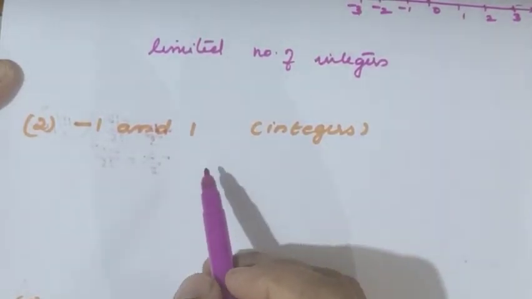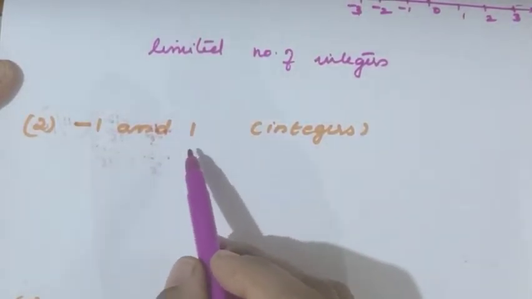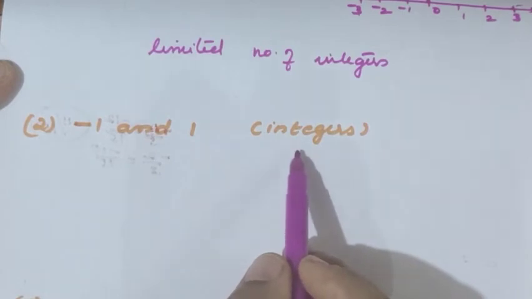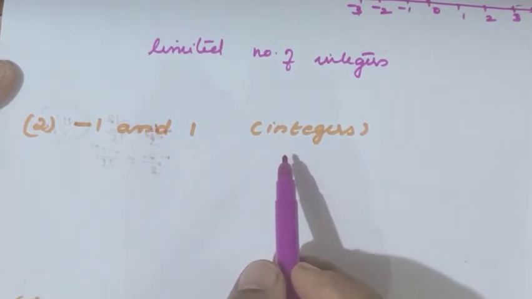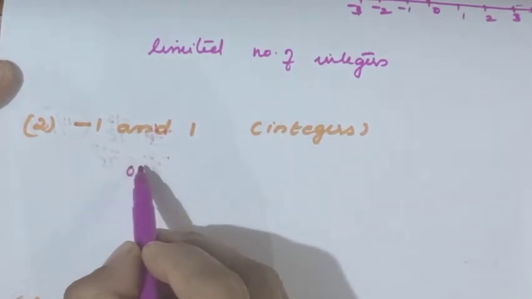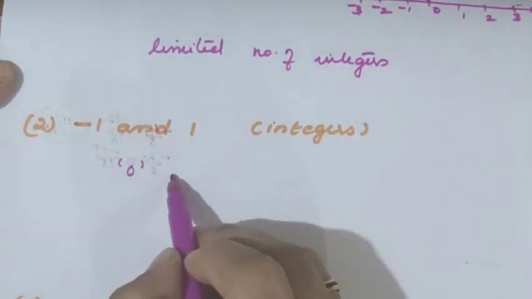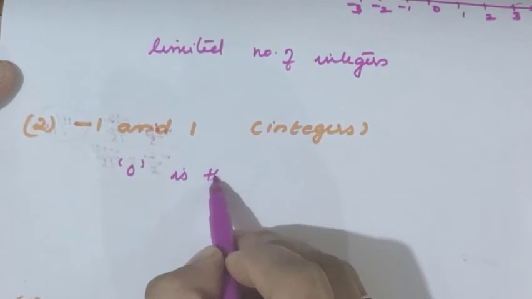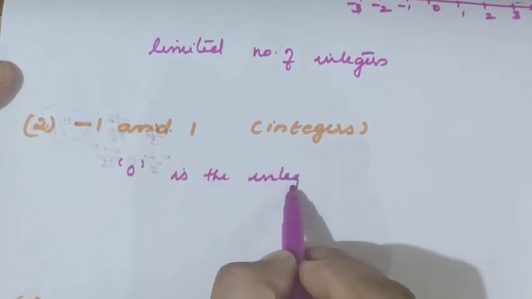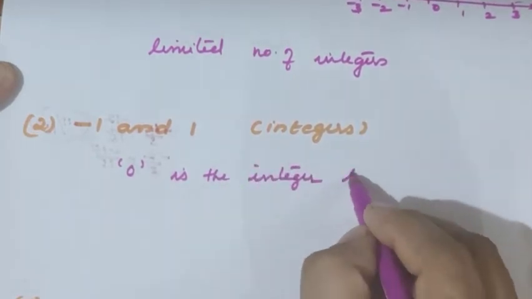Now the second example. Minus 1 and 1 are both integers only. Now how many integers lie between them? So 0 is the only integer that lies between minus 1 and 1.